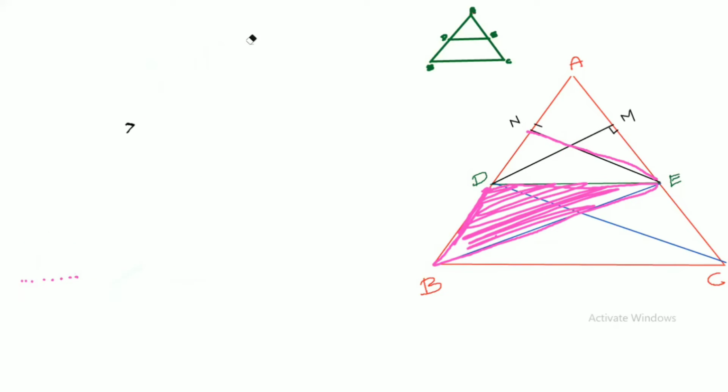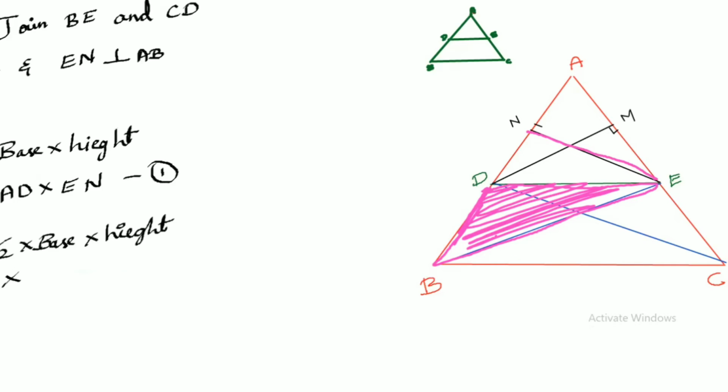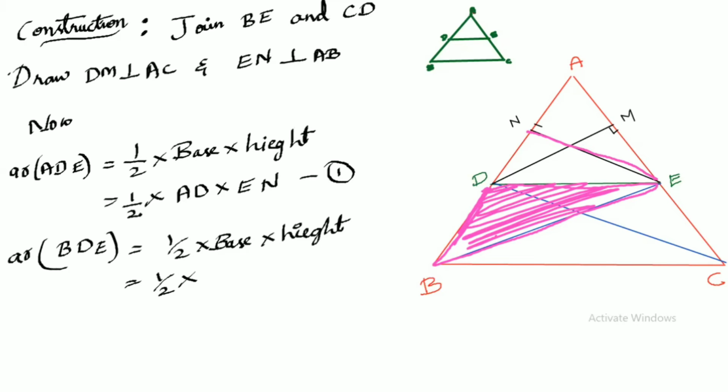So let us go for our explanation. Half into base BD, but the height is NE again, NE or EN, both are the same. Let this be equation 2.